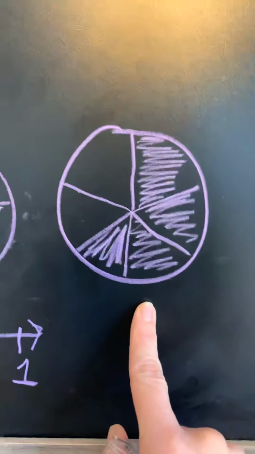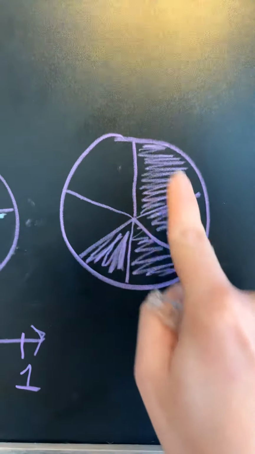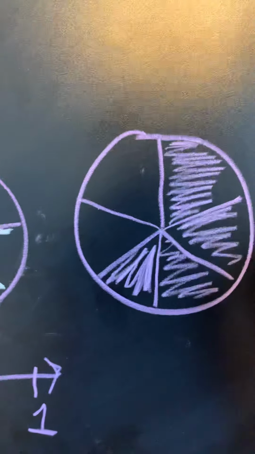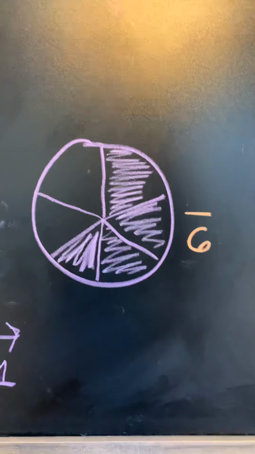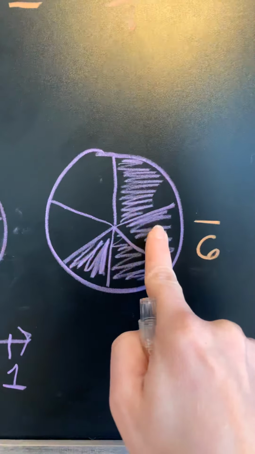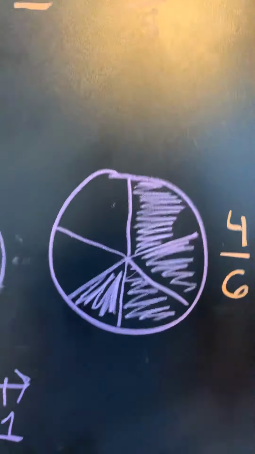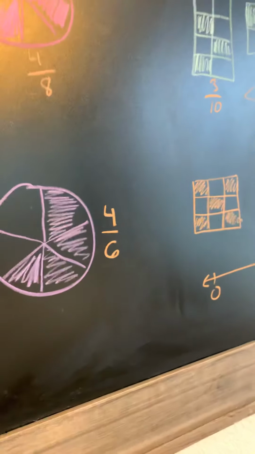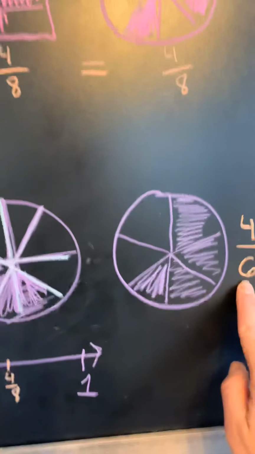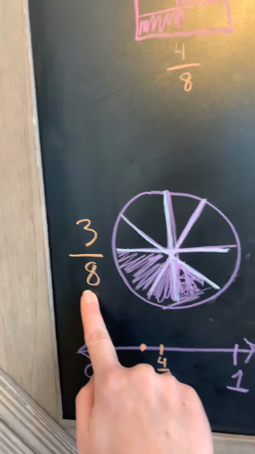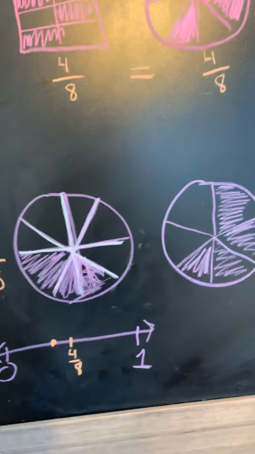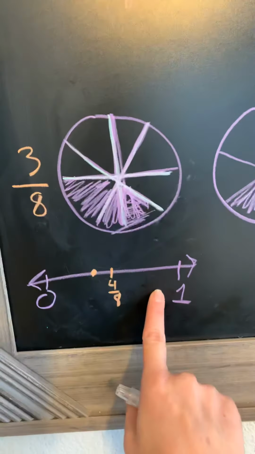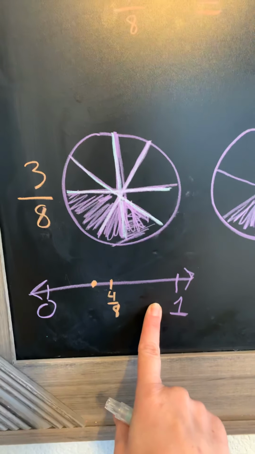Now this next one, I have 1, 2, 3, 4, 5, 6. I have 6 pieces in my entire circle. And out of these 6, 1, 2, 3, 4 are shaded. Okay, I'm going to change colors. So notice my denominators are not the same, 8 and 6, but we can still compare them if we think about it in terms of a number line.